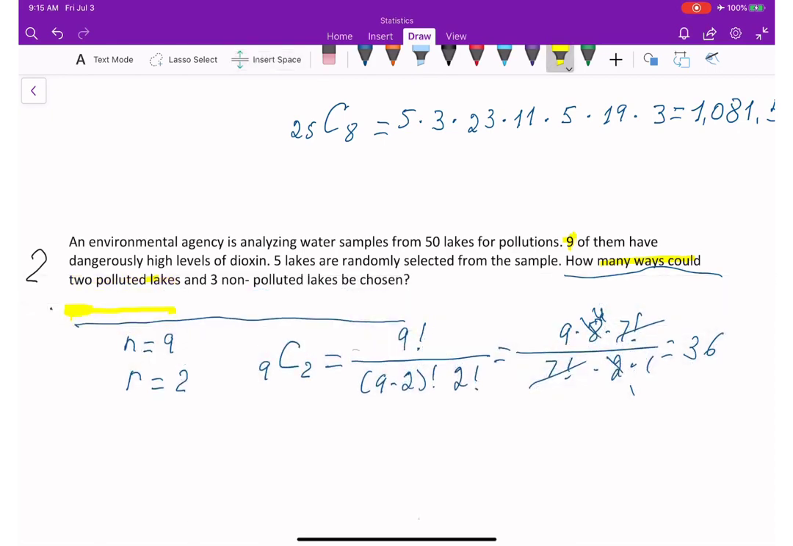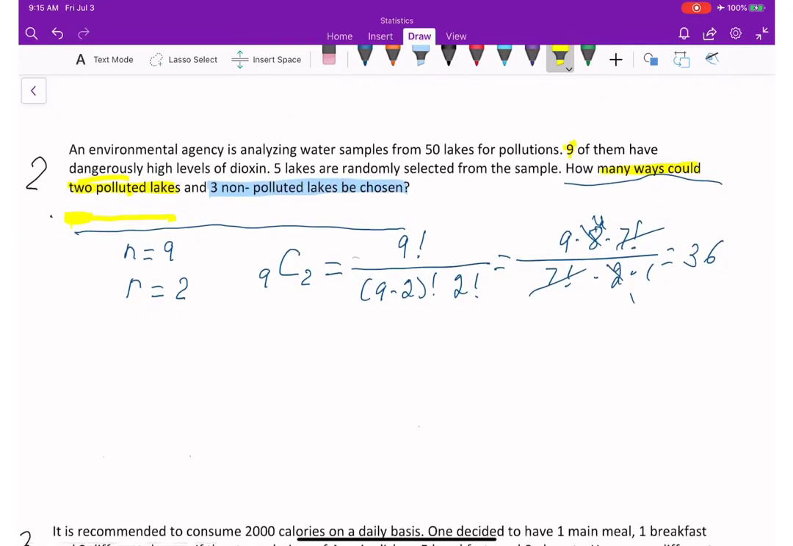Now we need to figure out how many ways 3 non-polluted lakes can be chosen, and then multiply by each other. So this is the first part we just solved, and we are moving to the second part now. 3 non-polluted lakes. So what do we have? Out of how many lakes are not polluted? So if we total have 50, right? And 9 of them are polluted. So how many are not polluted?